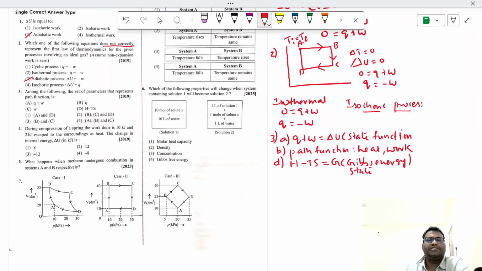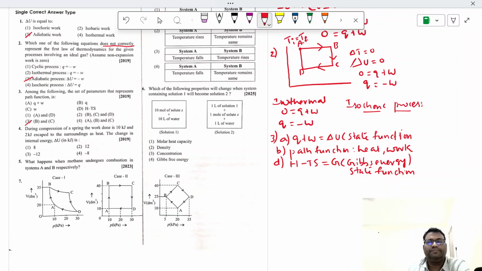So H minus Ts is equal to G, which we study in the concepts of Gibbs energy. So H minus Ts gives you G, which is Gibbs energy. Gibbs energy is a state function. So what is the question asked? Among the following set of parameters, which represents path function? Heat and work are path functions. So the answer will be this one.